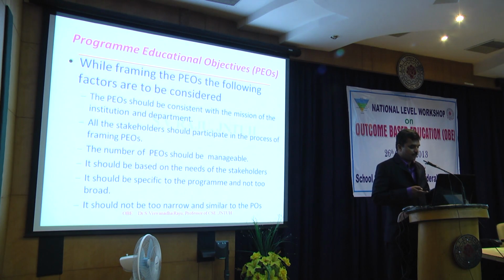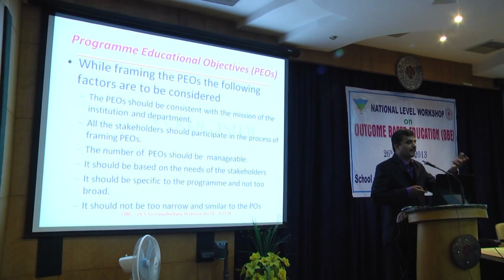Next, all the stakeholders should participate in the process of framing POs. How could they participate? They are in different locations. But what we need to do is form various bodies: an alumni body and an employees body. You conduct meetings at various places, then you can get the information by taking feedback from them, and you can make it the evidence for the evaluator.